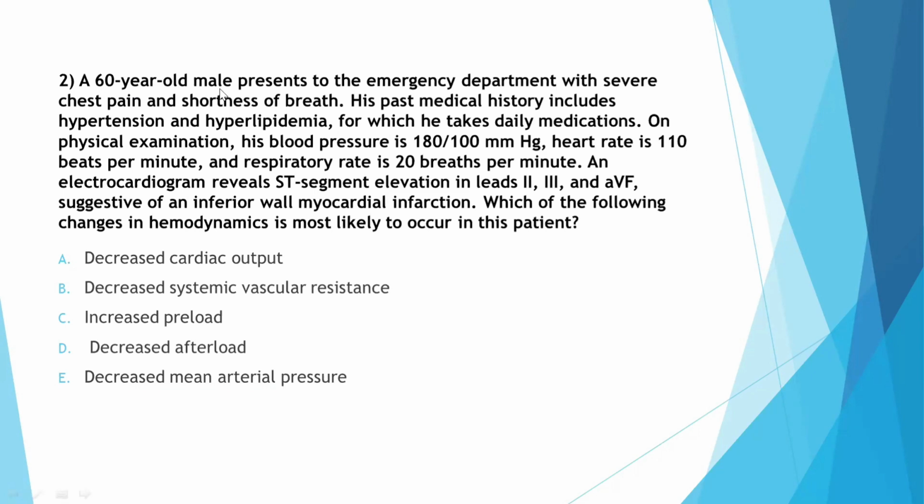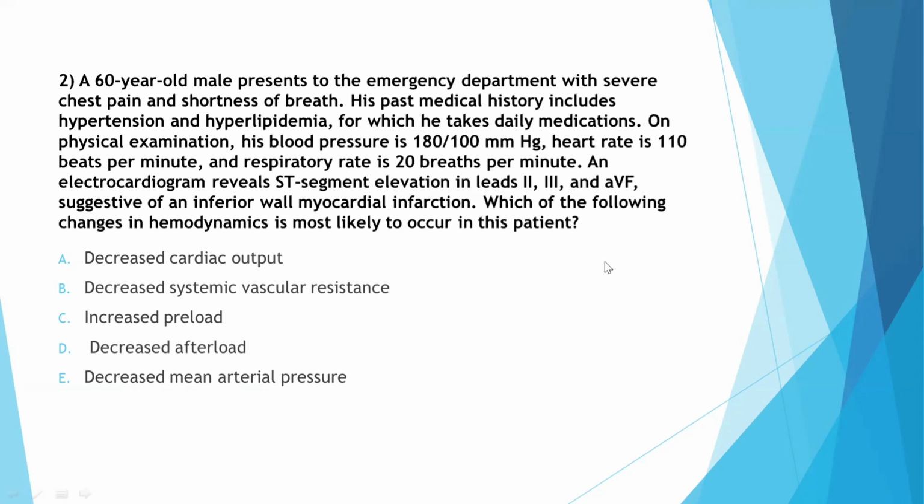So, a 60-year-old male presents to the emergency department with severe chest pain and shortness of breath. His past medical history includes hypertension and hyperlipidemia, for which he takes daily medications. On physical examination, his blood pressure is 180 over 100 millimeters of mercury, heart rate is 110 beats per minute, and respiratory rate is 20 breaths per minute. An electrocardiogram reveals ST segment elevation in leads 2, 3, and aVF, suggestive of an inferior wall myocardial infarction.